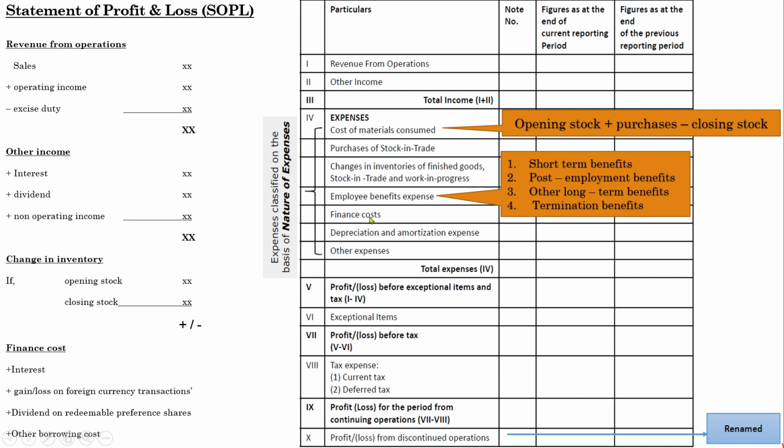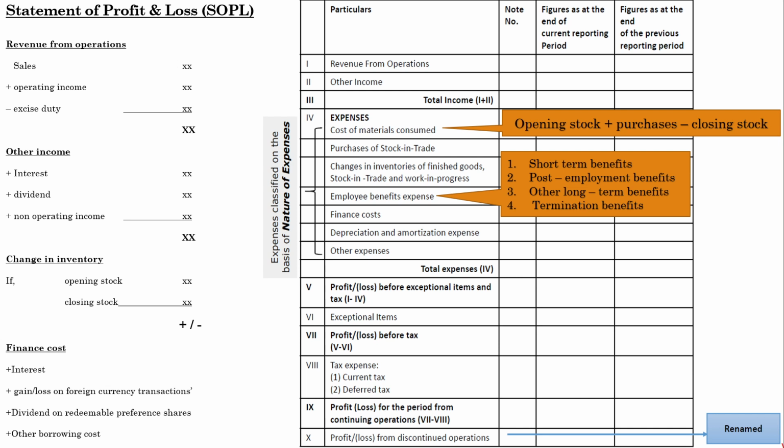Next one, finance cost. Finance cost refers to the cost incurred for borrowing money to meet the financial requirements of the company. A company raises money by issuing debentures and borrowing from banks and other financial institutions, and the main finance cost items include interest on loan. Next one, gain or loss on foreign currency transactions. If our business is dealing with companies from other countries, there might be a profit or loss with regard to those transactions.